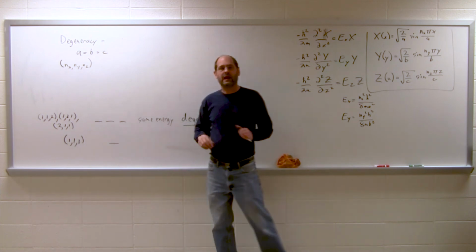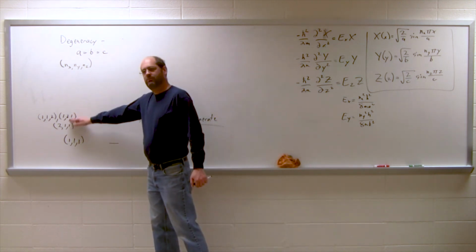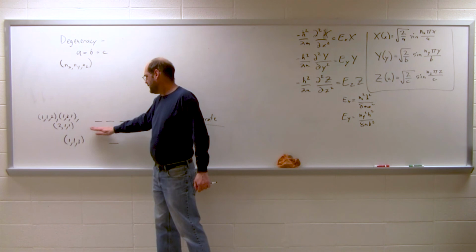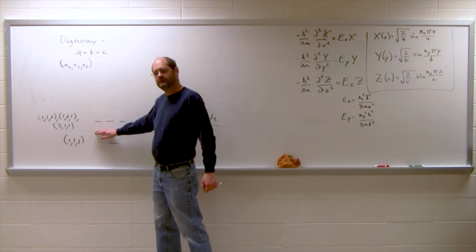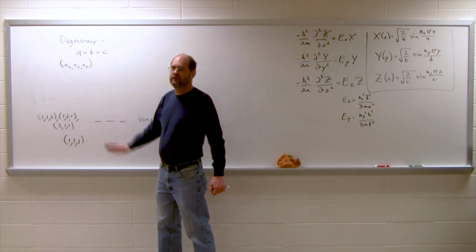I think you can see what happens if a is unequal to b is unequal to c. Now the degeneracy breaks on these, and so these all get a little higher, a little lower. As we get to more and more quanta of energy, the various states that can be occupied get fairly complicated.